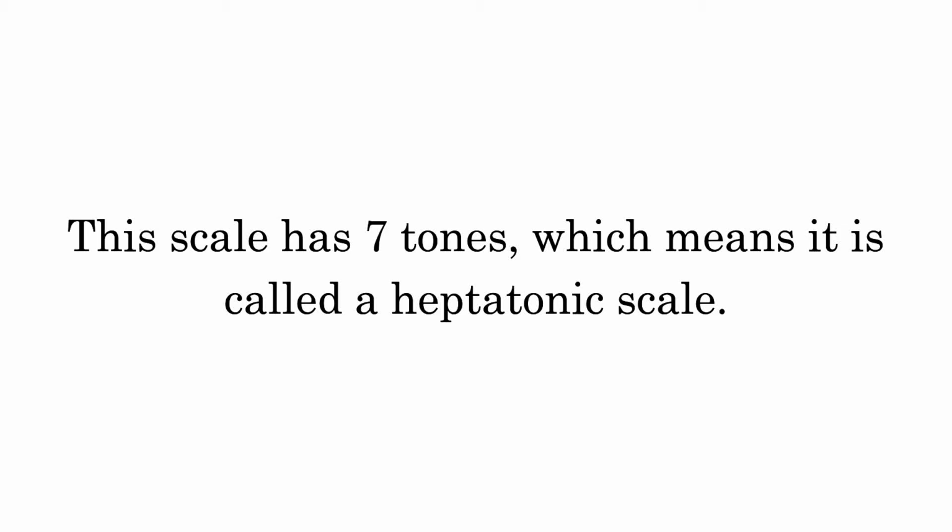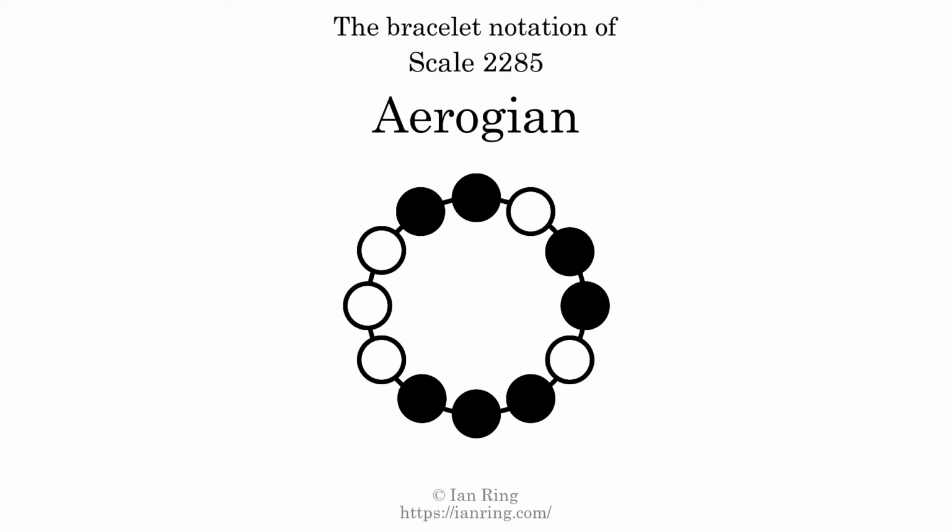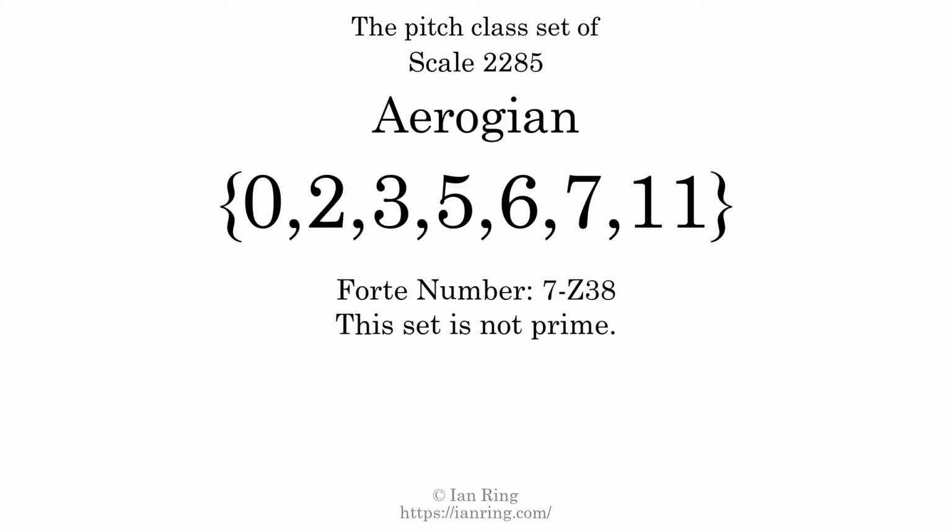This scale has 7 tones, which means it is called a heptatonic scale. This is a bracelet notation diagram of scale 2285. The shaded circles represent tones that appear in the scale, and they are read clockwise, starting at the top. The pitch class set for this scale is 0, 2, 3, 5, 6, 7, 11. The Forte class is 7Z38. This set is not prime.